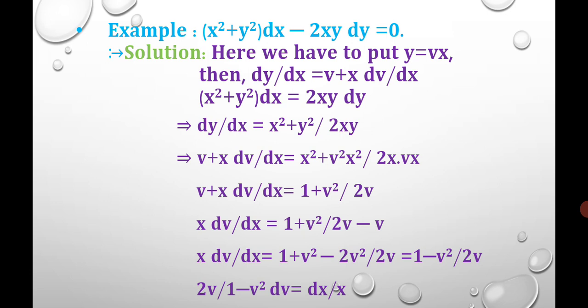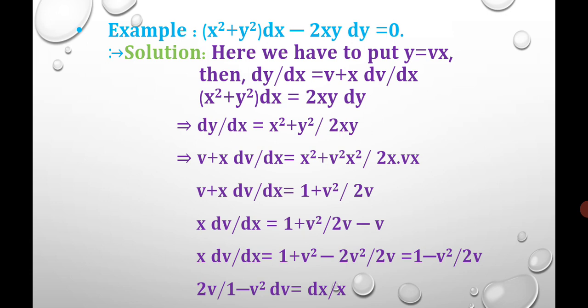Again v plus x into dv by dx equals x square plus v square into x square upon 2x into vx, which equals x square into 1 plus v square upon x square into 2v. Here we are taking x square as common. Then v plus x into dv by dx equals 1 plus v square upon 2v. Then again x into dv upon dx equals 1 plus v square upon 2v minus v. Here we have to take the LCM. Then we have x into dv by dx equals 1 plus v square minus 2v square upon 2v, which equals 1 minus v square upon 2v.